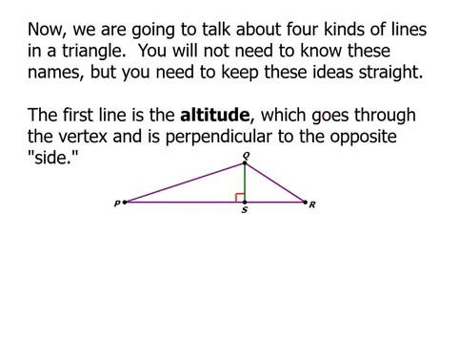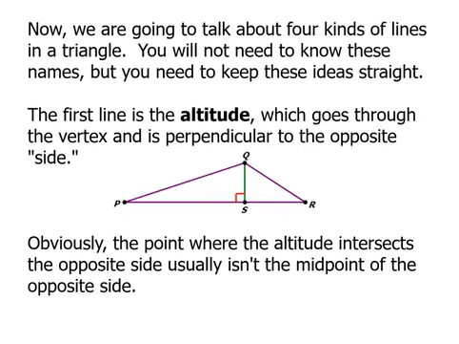The first line that we've already talked about is the altitude. And this goes through the vertex and is perpendicular either to the opposite side or at least perpendicular to the segment extending the opposite side. That's an altitude. Always makes a right angle. Obviously, the point where the altitude intersects the opposite side usually isn't the midpoint. So here S does not happen to be the midpoint. It's just some random point on segment PR.